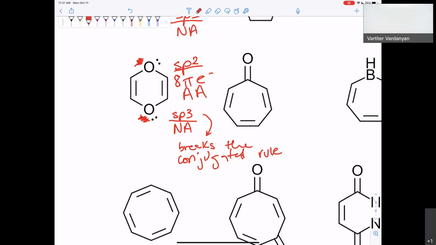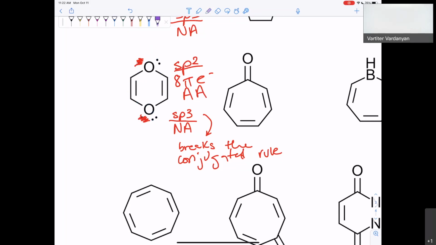Okay, so let's go through it right quick. Each of the double bonds is 2 electrons, so we count 2, 4. And then if the 2 oxygens were both sp2, they will each donate 1 lone pair, aka 2 electrons, so we get 2, 4, 6. If it's single bonded, it's always 2 per atom. Double bond, it's always just 1.